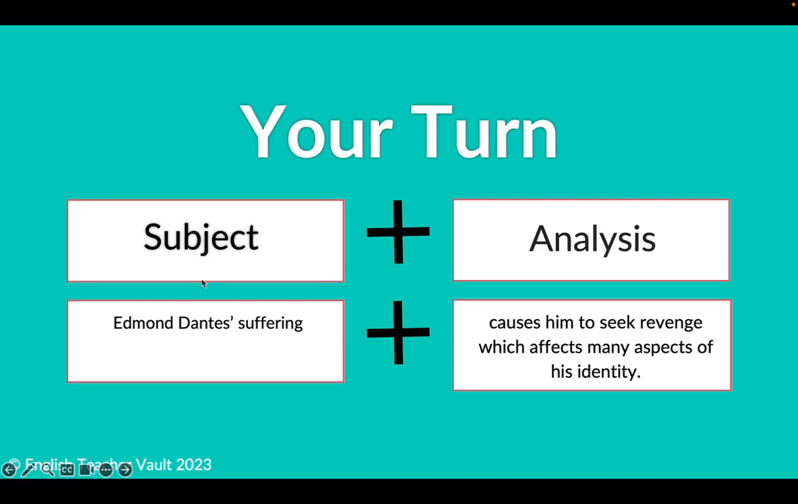So this one is a little bit different because I'm in the middle of an essay and I'm writing about Edmond Dantes from the film Count of Monte Cristo. So here my subject is Edmond Dantes' suffering. That's functioning as my subject. And then my analysis, I go on to say here, causes him to seek revenge, which affects many aspects of his identity. So this gives me a lot to say in this paragraph because I'm going to go into specific examples about how it affects his personality, different interactions maybe he has with other characters, maybe how he responds to different situations in his life. And then I'm going to analyze why that's important and what that reveals and some deeper truths there. I've got a lot of insights and ideas, and I've got this really well set up with this topic sentence to go into a beautiful analytical paragraph.